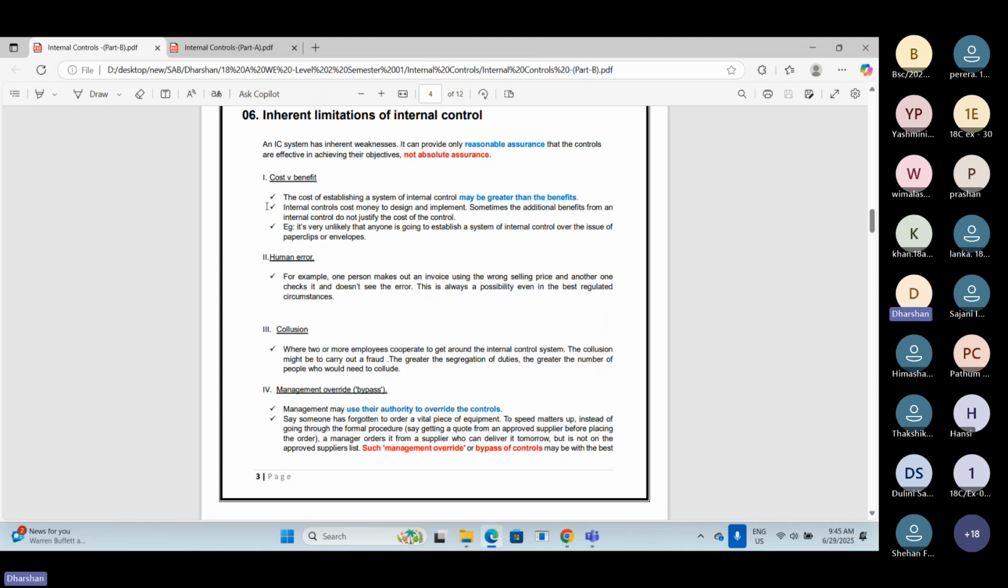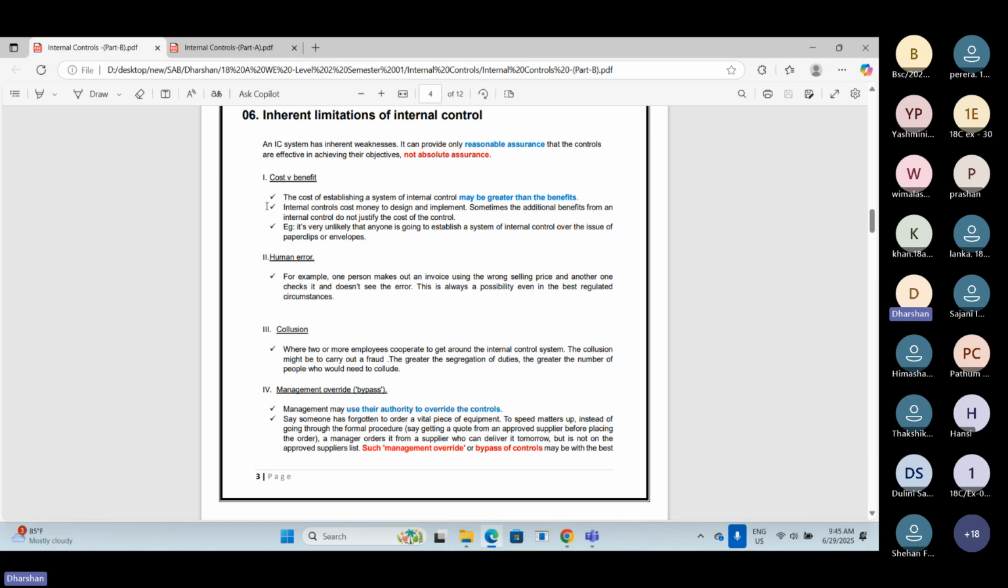I can clear your doubt. Just take this example, 50 and 47, and apply it to this inherent limitation of internal control theory. First one, cost versus benefit. I have taken 50 processes in the company. Out of those 50 processes, only 47 have implemented internal controls. Why? If they implement internal controls for those three processes, it won't give benefit over cost. So that part I have explained. That part has covered the first point, cost versus benefit.